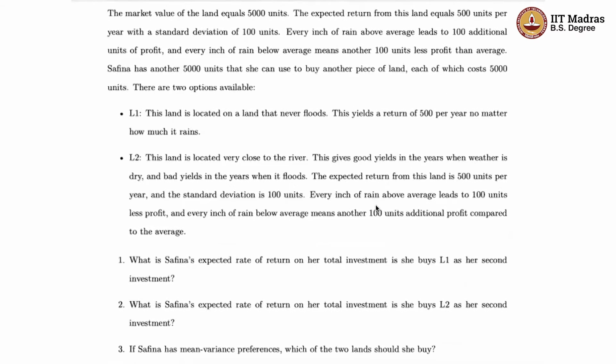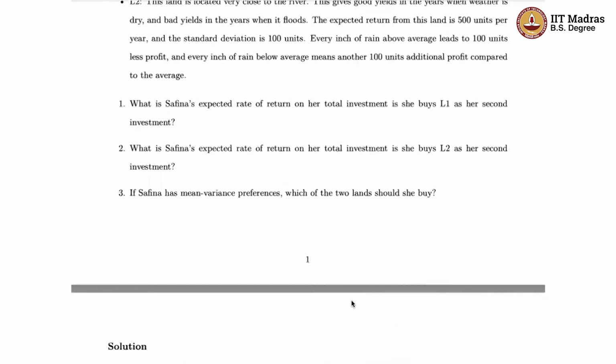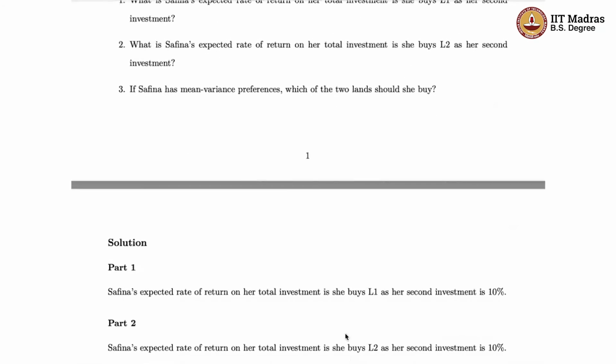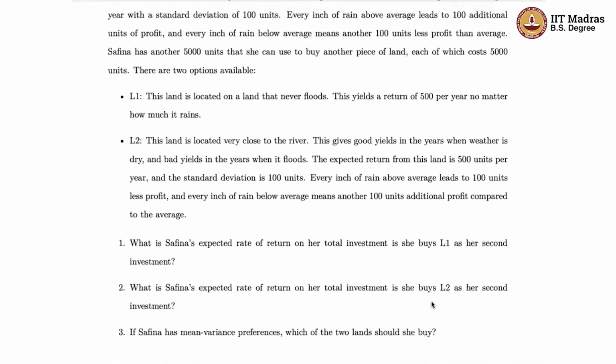And so therefore, it's again half of 10% plus half of 10%. You end up again that if she buys L2, then her expected rate of return is going to be 10% as well, right? Now, let's think about the decision of which one to buy. Let's suppose that Safina has mean variance preferences in the sense that we have been discussing. So which of the two lands should she buy?